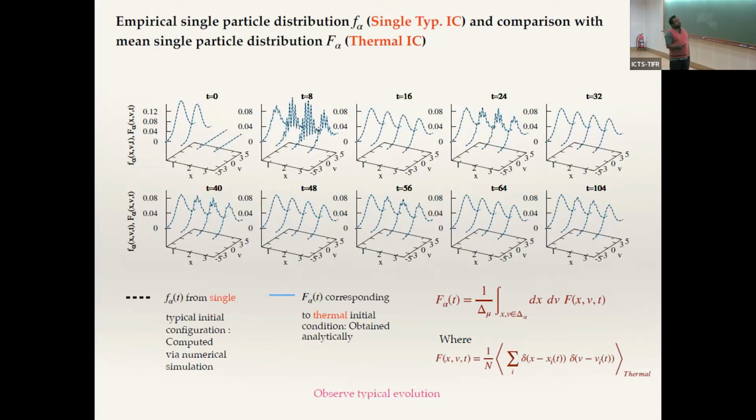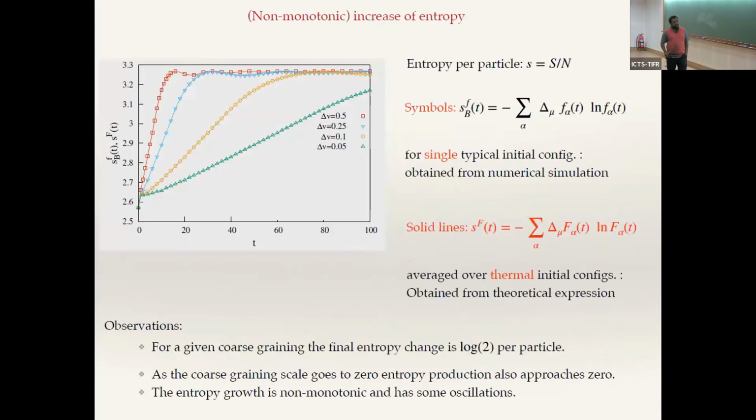Initially, they are in the left half of the box, and then later they fill the full box, and you see the distribution. Here I show distributions obtained from two initial conditions. One is from a single typical initial condition, which is the dashed line. Another is the same thing averaged over thermal initial conditions, and we see that at each time they agree very well, which means that for a single typical initial condition the evolution is also typical, and the corresponding entropy increases and reaches a final value.